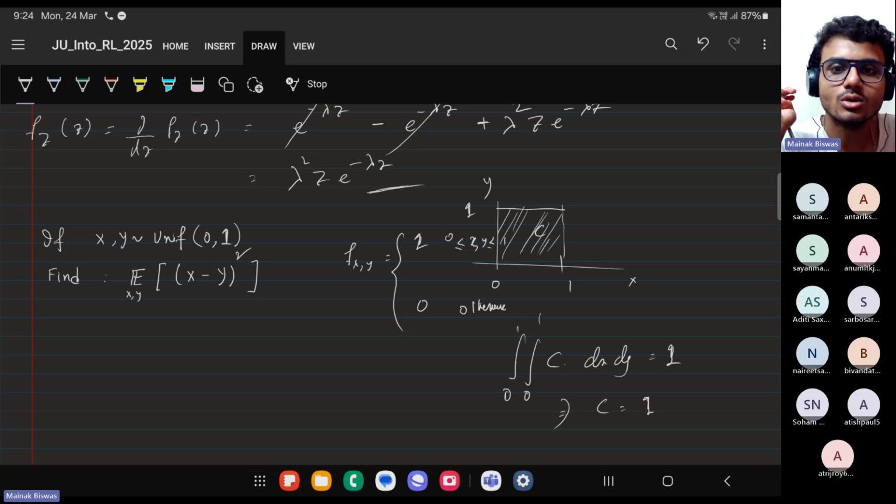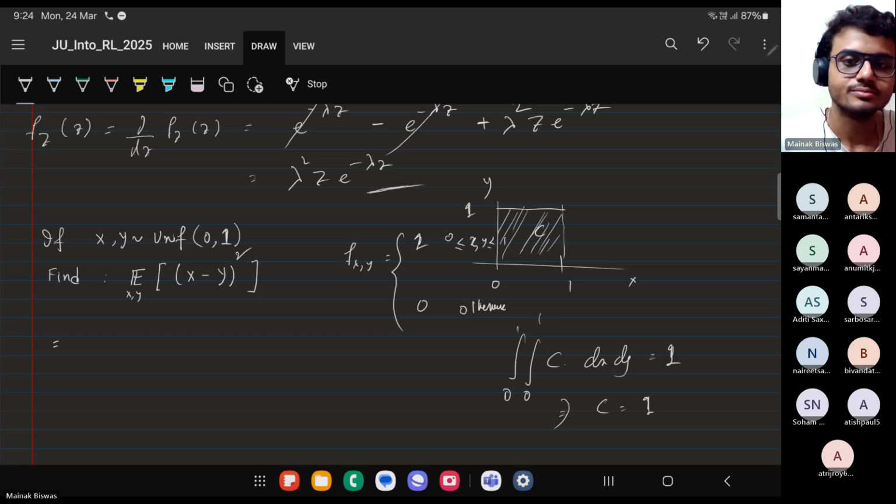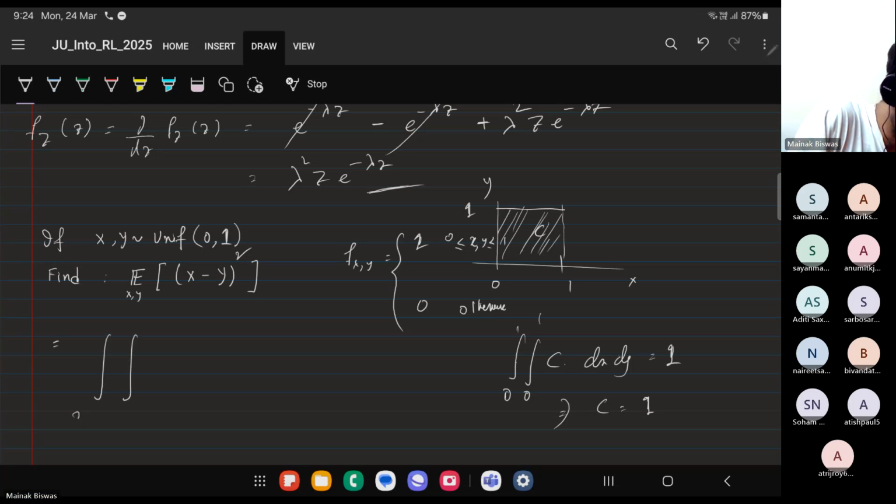So now I'm asking you, can you find out the expectation of x minus y whole square? So what will I write this as? Tell me. What will it be? X between 0 and 1, y between 0 and 1.